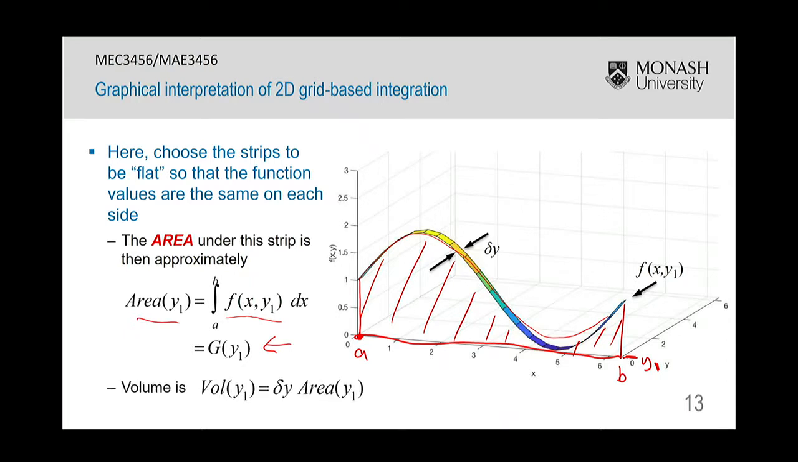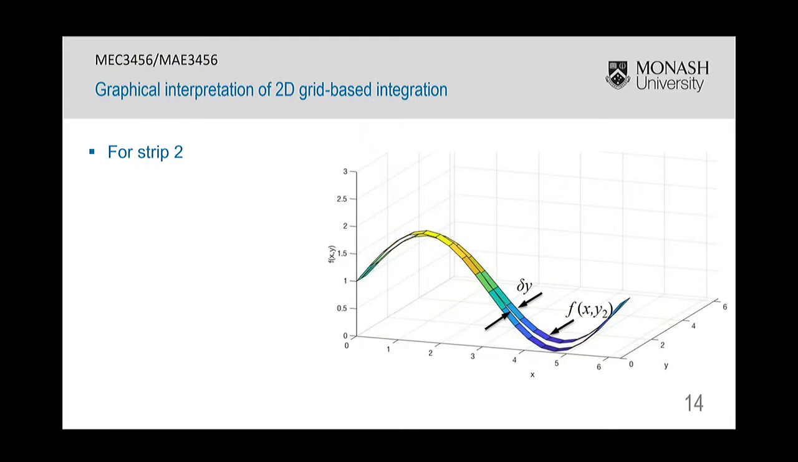Of course, we can estimate the volume under the entire strip. The volume is equal to the width of the strip, which is delta y, multiplied by the area of the strip, which was given by g of y1. So we can calculate the volume, and I think you can see we can split it into multiple strips and do exactly the same thing.